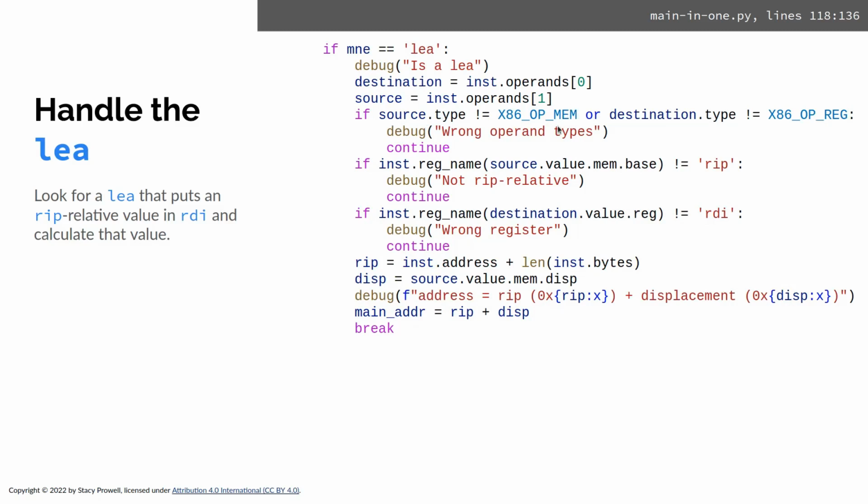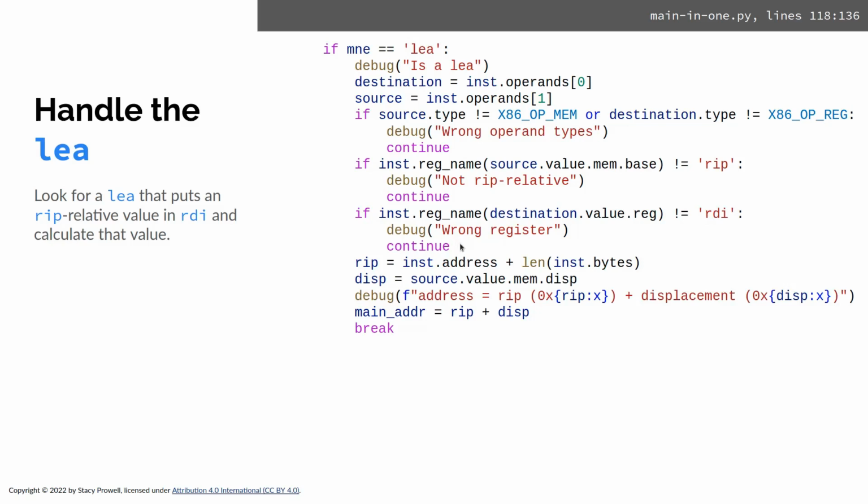So I check to see if the source type is a memory and the destination type is a register. And if either one of those is not true, then I've got the wrong thing and I continue around the loop. Then I check to see if the register name for the source is RIP. And if it isn't, I'm in the wrong thing. It's not RIP relative, and I continue around the loop. And then I check to see if the destination register is RDI. And if it's not, I give up, continue around the loop. So if all those conditions are met, then that's easy.